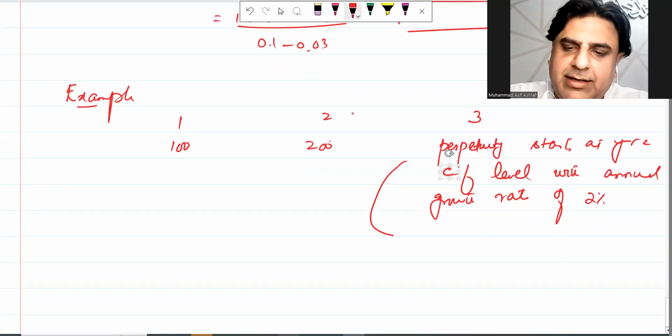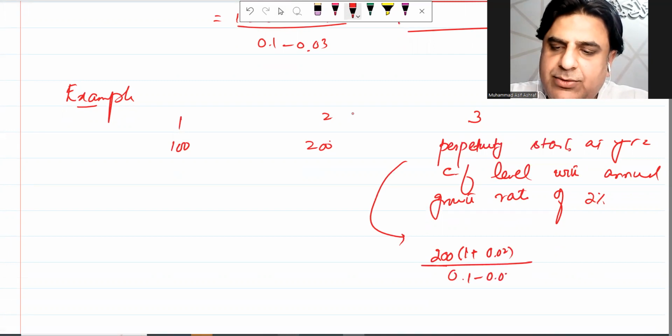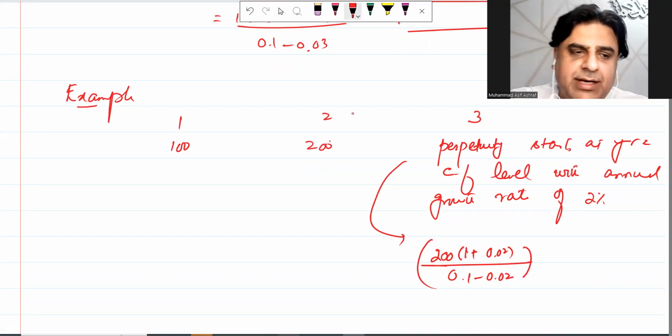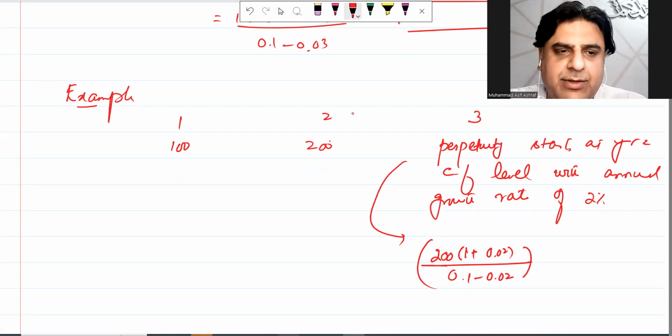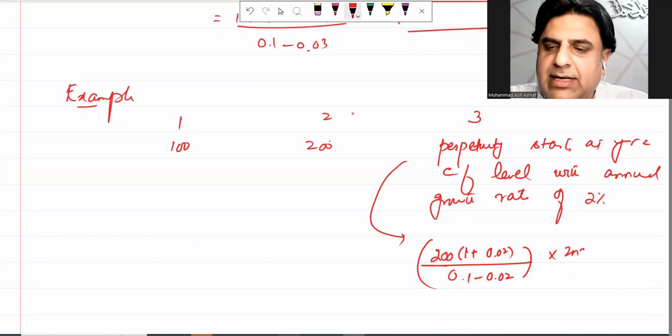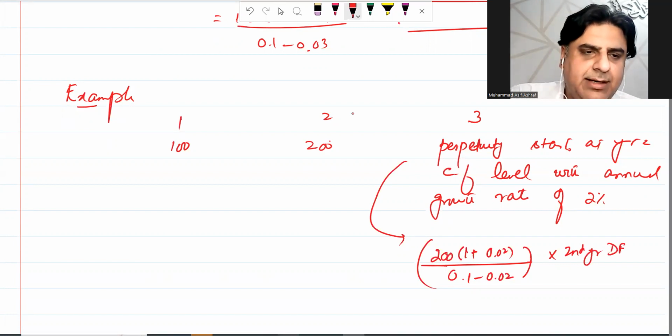I am just solving year 3 onwards. What is the cash flow? 200 into (1 plus growth rate 0.02) divided by 0.1 minus 0.02. Now, this is the concept of delayed perpetuity. I think now this is useful for you guys. You are basically used to it. Multiply it with the second year discount factor. Another example.